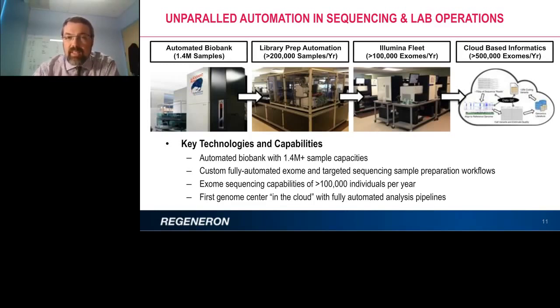a year. This feeds into what is currently a fleet of Illumina HiSeqs, although recently Illumina announced that we are one of their early partners in the NovaSeq platform, so we are continuing to innovate and stay at the forefront of the sequencing technology as well to try to push into ever higher sequencing rate. Currently, we're at the order of between 100 and 200,000 exomes a year there.